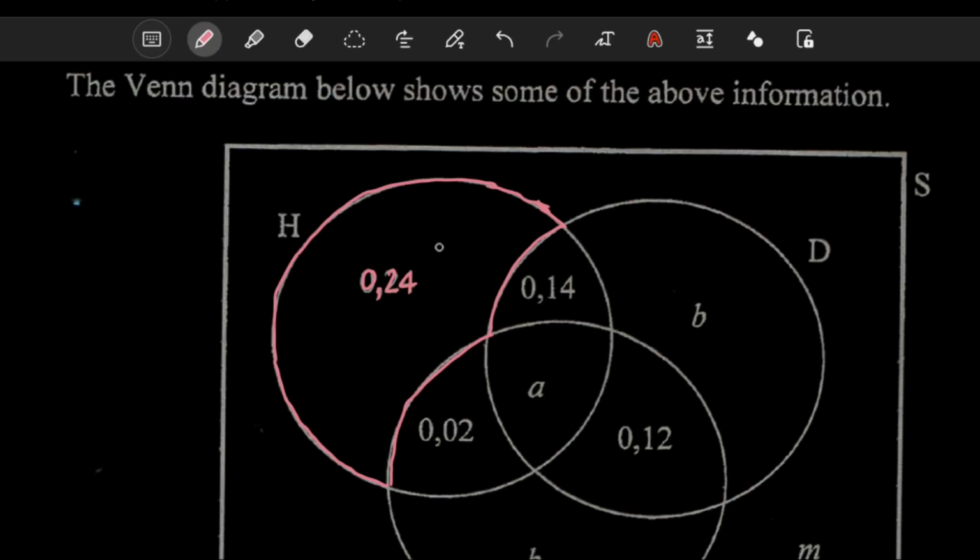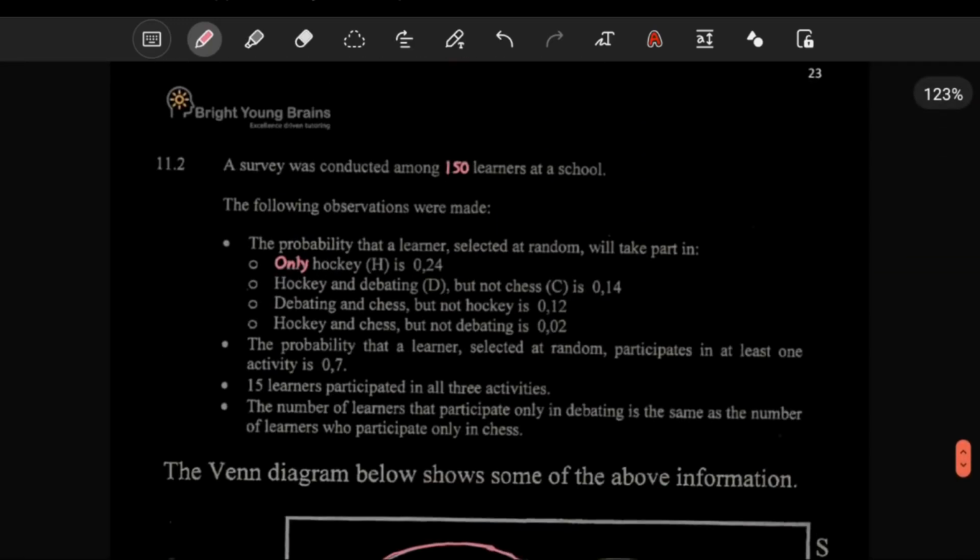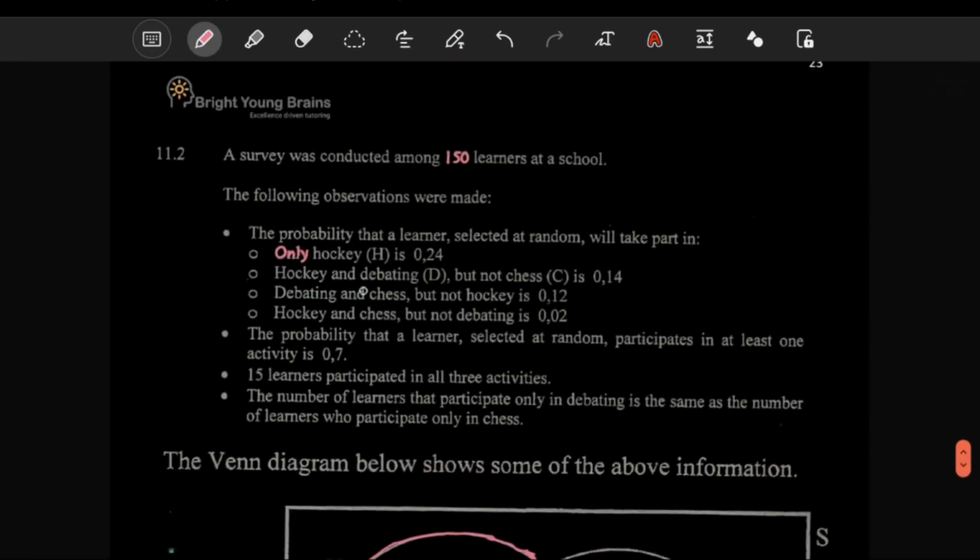But then here you see this is the part where people play hockey only, because this section here, it's only hockey. It's not intersecting with any other sport. You see, that's why there's the 0.24 in there. Next, they said here, hockey and debating.